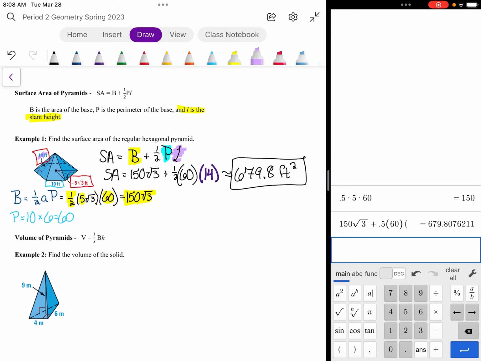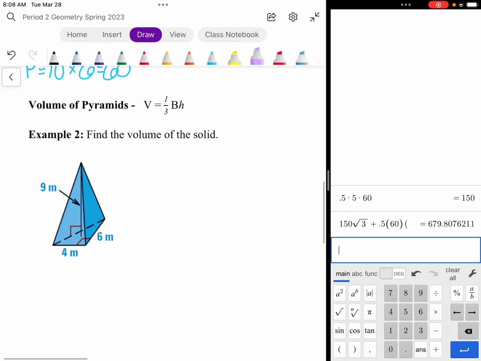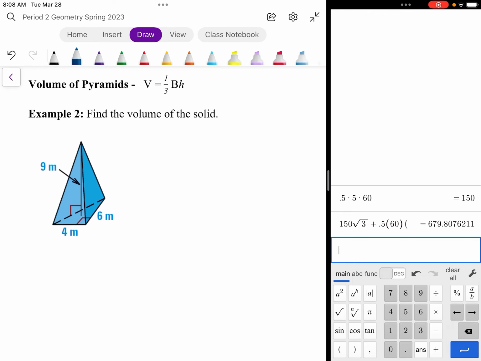So then the next thing is going to be the volume of the pyramid. And just like before, the volume formula is a little bit easier. So for this, volume is 1/3 area of the base times the height. So if we write that down, we need to figure out what the area of the base is again.